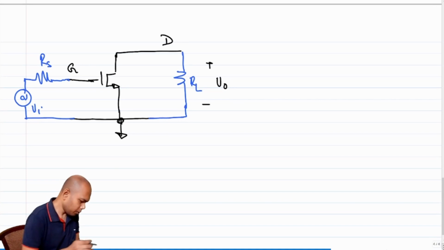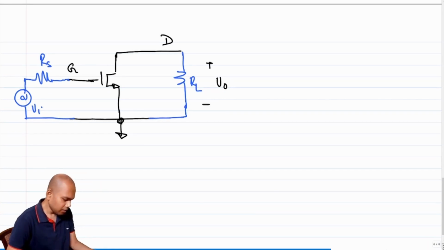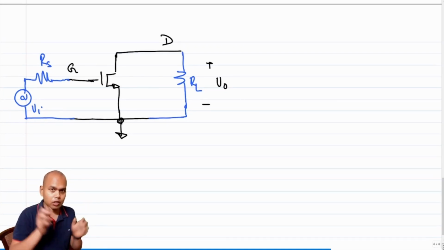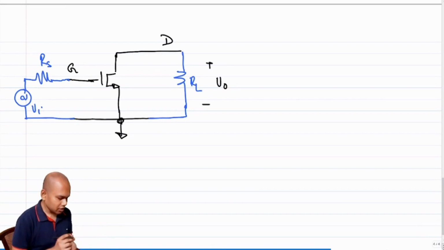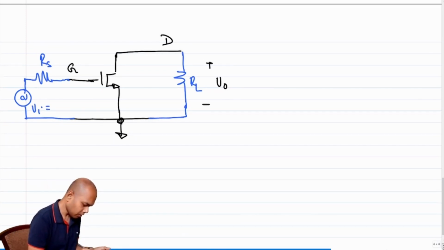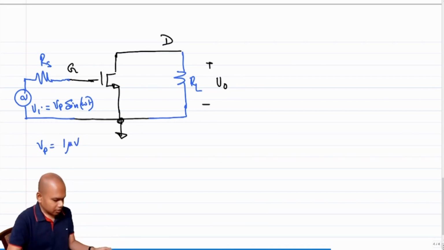Welcome back. So I hope you have already figured out whether this configuration will work on its own or not, and clearly this will not work. Why? Simply because this is not biased properly. For example, let's say your Vi is a small signal. We haven't yet quantified what is small signal in case of a MOSFET, but let's assume Vi is an infinitesimally small input, close to zero. So Vi is equal to some Vp sine omega t, where Vp, let's say, is 1 microvolt. I'm just taking a number.